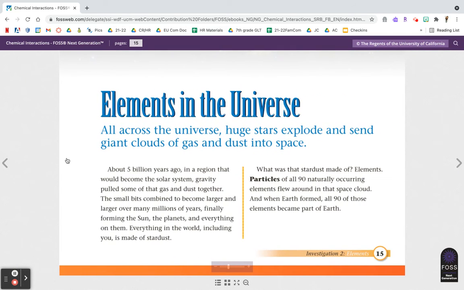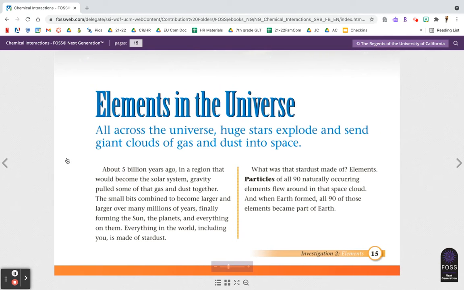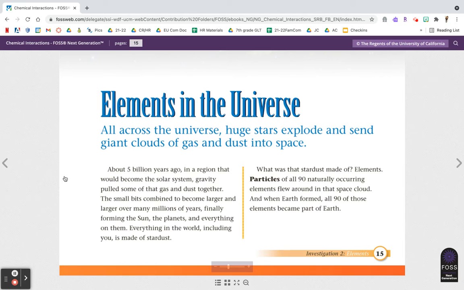Elements in the universe. All across the universe, huge stars explode and send giant clouds of gas and dust into space. About 5 billion years ago, in a region that would become the solar system, gravity pulled some of that gas and dust together. The small bits combined to become larger and larger over many millions of years, finally forming the sun, the planets, and everything on them. Everything in the world, including you, is made of stardust.